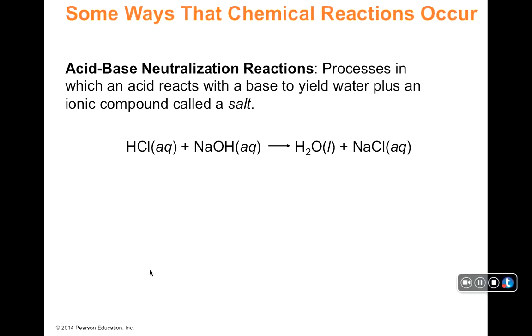One thing to note here is if you see that you've got hydrochloric acid and sodium hydroxide, the water comes from the hydrogen from the acid and the OH from the sodium hydroxide. And so you'll see what's left is the ions NaCl. And so that's how you can predict the product, the salt product that you'll get.